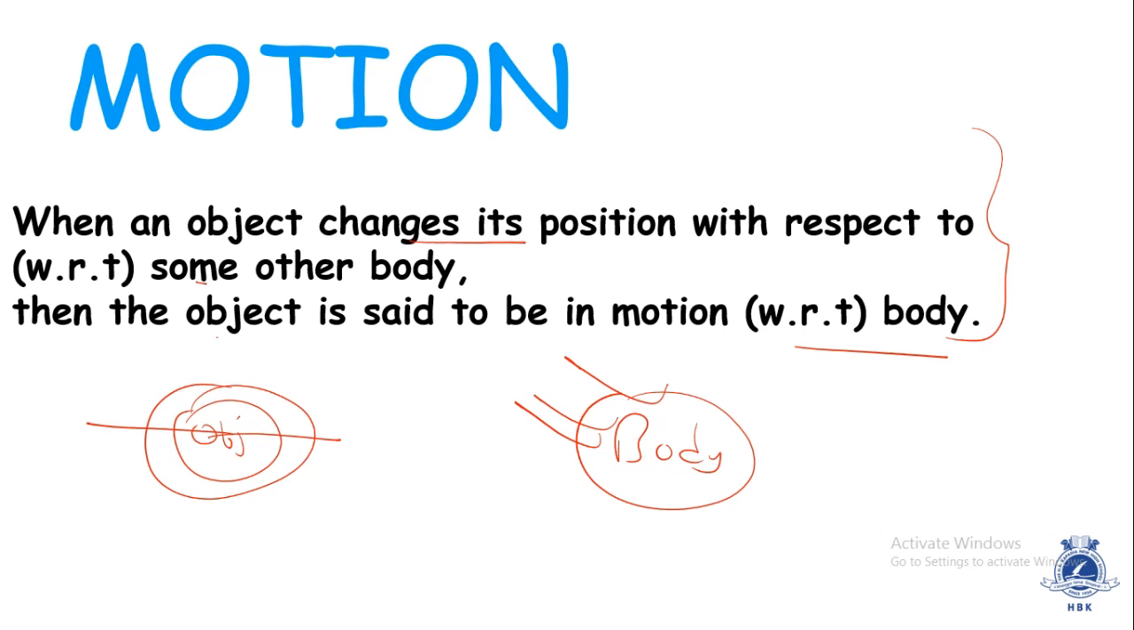So right now just try to remember this definition. Whenever an object changes its position with respect to a body, then the object is said to be in motion with respect to that body. See, motion is relative to a reference; without any reference, we cannot define motion. I will explain it to you in the next lecture.